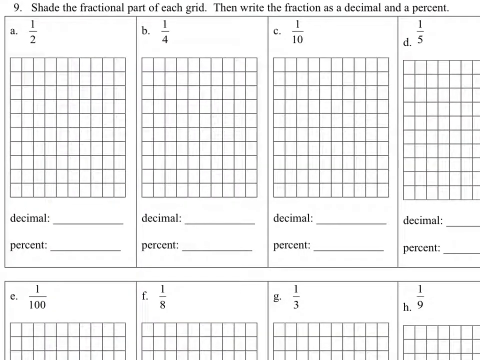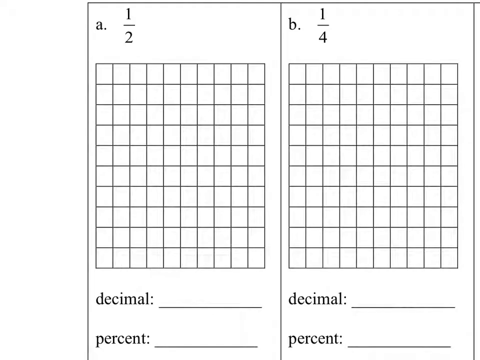Shade the fractional part of each grid, then write the fraction as a decimal and a percent. Alright, so here's A and B. When I shade this, I need to shade 1 out of every 2. Now I could just shade 1 out of the 2, 1 out of the 2, 1 out of the 2. Alright? But that will get a little sloppy if we continue in that pattern. So I can just look at this in terms of rows.